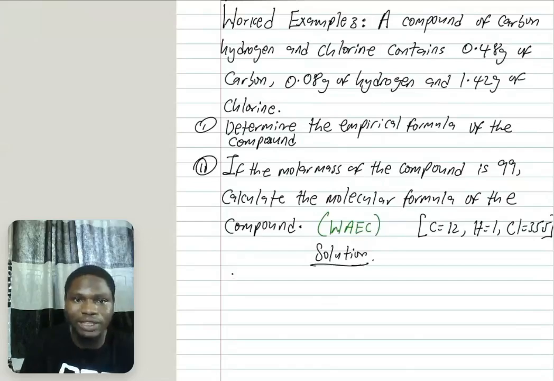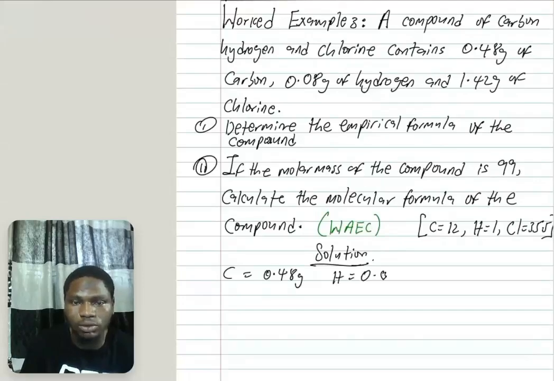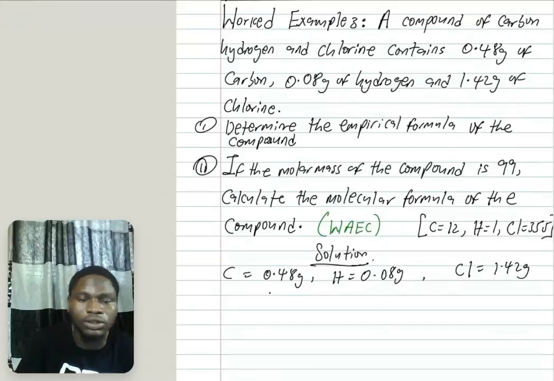Remember, we'll write out the masses given. Carbon we have here is 0.48 gram. Hydrogen we have is 0.08 gram of hydrogen altogether. And lastly, that's chlorine. We don't have oxygen here. Cl is 1.42 gram of chlorine. Now, what's the next step here?